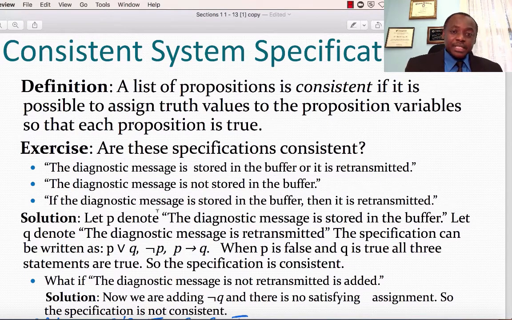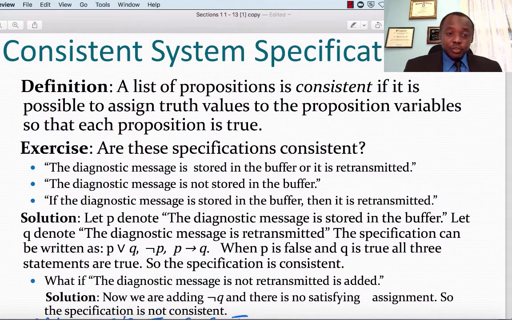So let P denote the diagnostic message is stored in the buffer, and let Q denote the diagnostic message is retransmitted. Then we have the following translation. Number one, the diagnostic message is stored in the buffer or it is retransmitted. That will be P or Q. Next, the diagnostic message is not stored in the buffer. That will be not P. And lastly, if the diagnostic message is stored in the buffer, then it is retransmitted. That will be P implies Q.